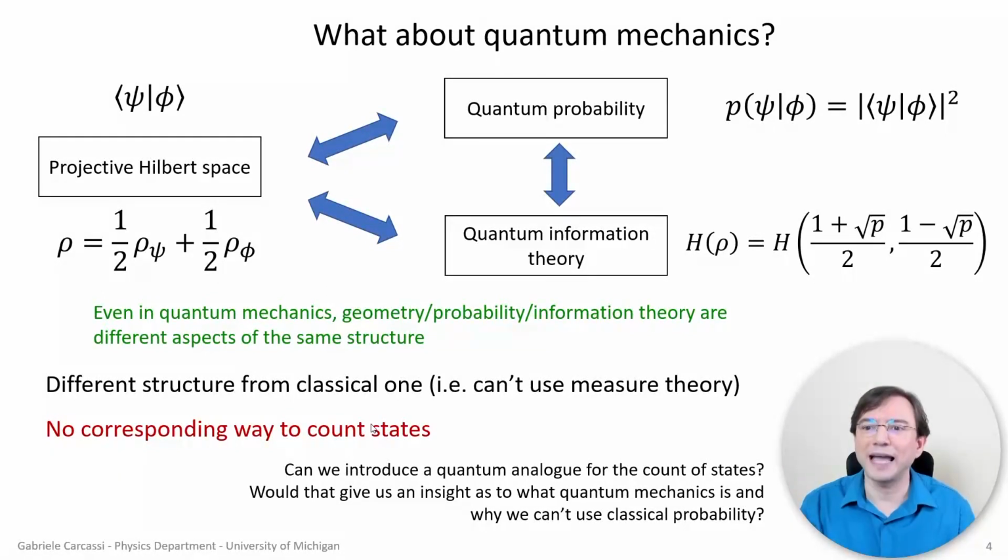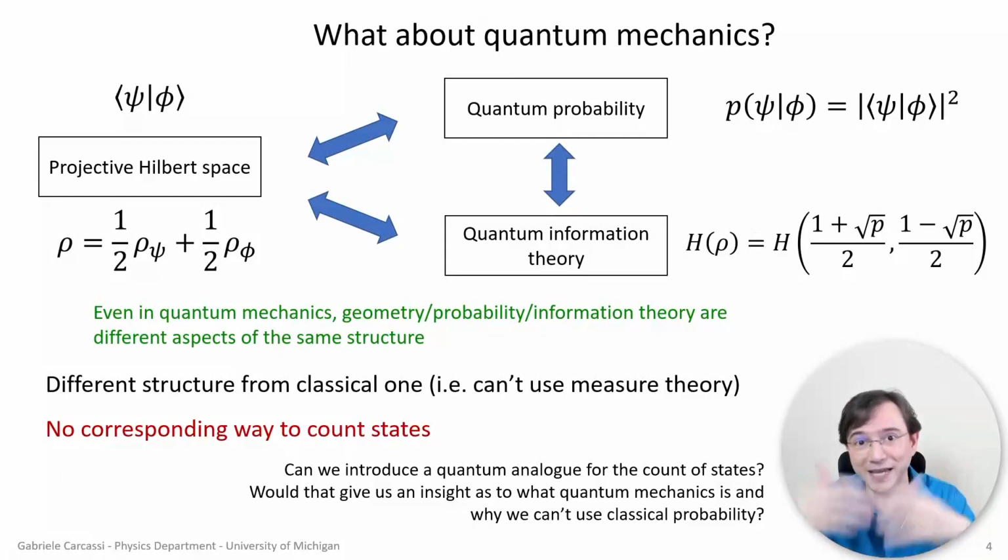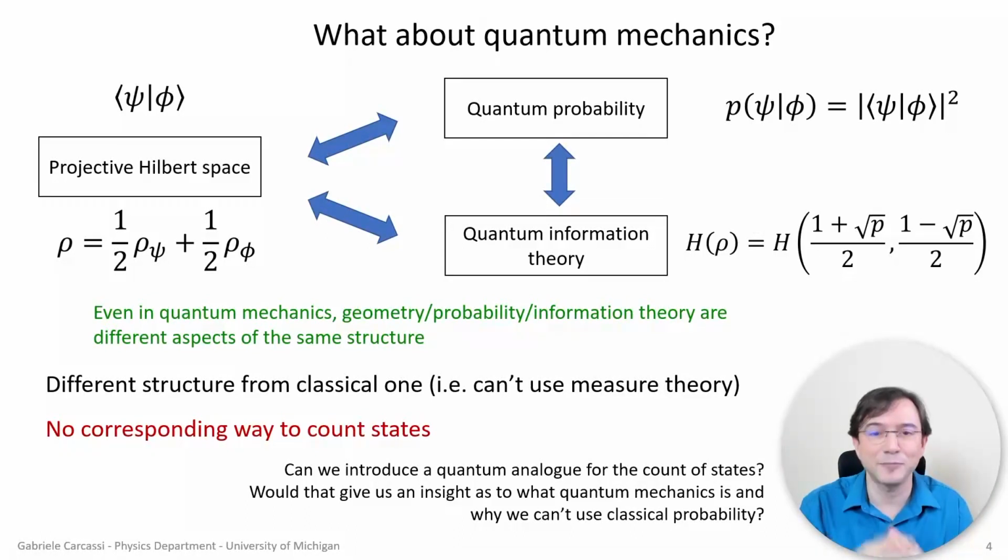Again, in quantum mechanics, we are going to have three structures. One is the geometrical one, which is given by the projective Hilbert spaces. And this geometrical structure is determined by the inner product. If I give you two states which are going to be represented by the rays in the Hilbert space, you're going to be able to have an inner product, and that inner product determines the geometrical structure of the space.